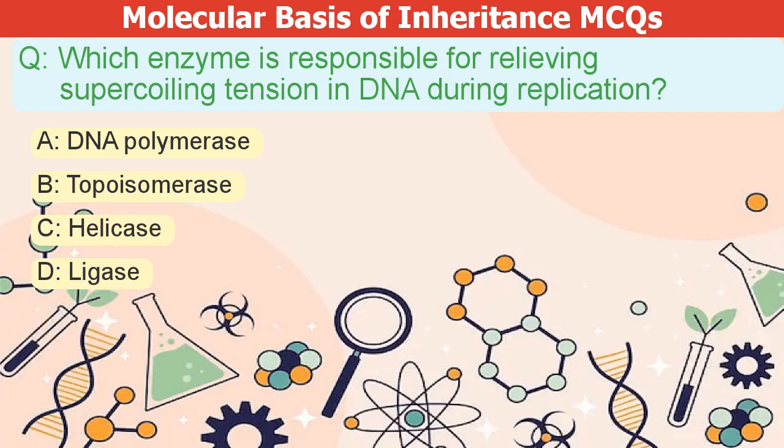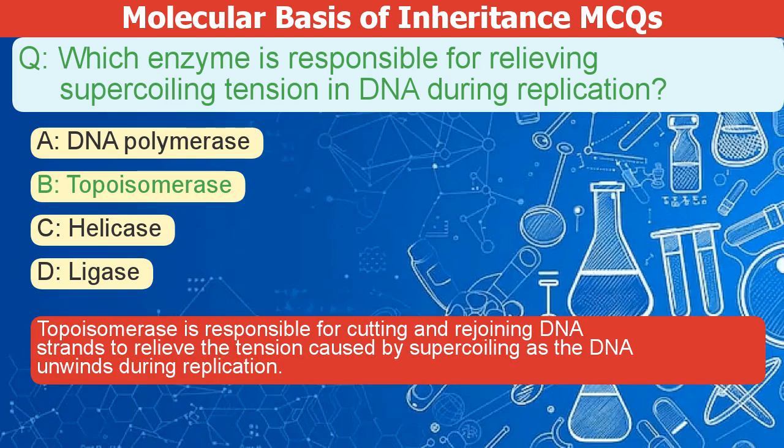Which enzyme is responsible for relieving supercoiling tension in DNA during replication? A. DNA polymerase. B. Topoisomerase. C. Helicase. D. Ligase. The correct answer is B. Topoisomerase is responsible for cutting and rejoining DNA strands to relieve the tension caused by supercoiling as the DNA unwinds during replication.